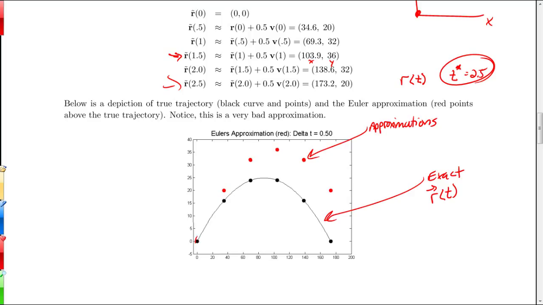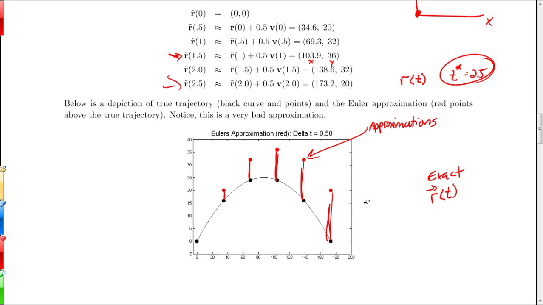Initially, I have no error. You can't see the red dot because it's behind the black dot. But first I get this error, and that's not so good. It's off by like 5 feet. You get this error, even bigger. This error, even bigger. This error, even bigger. And so the errors are getting bigger and bigger as I proceed.